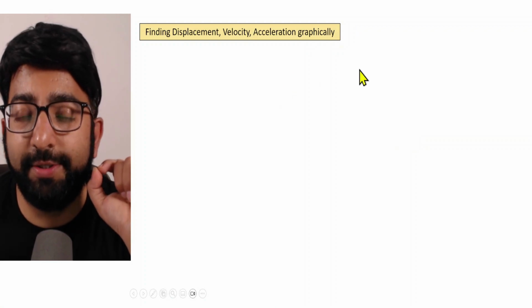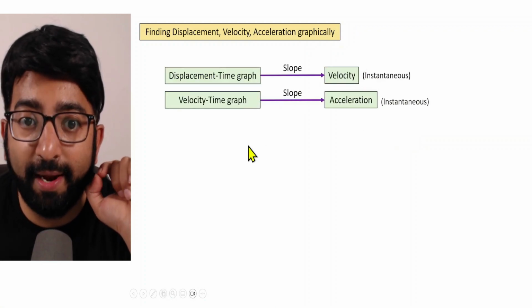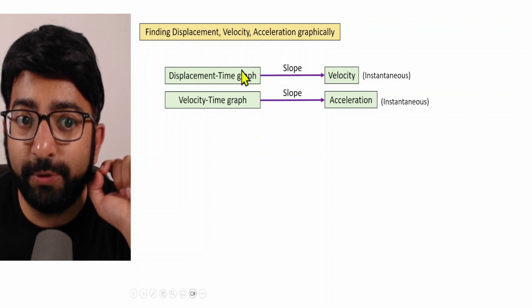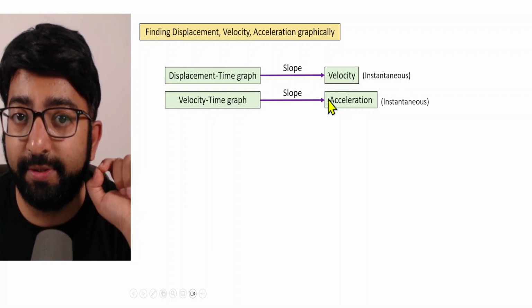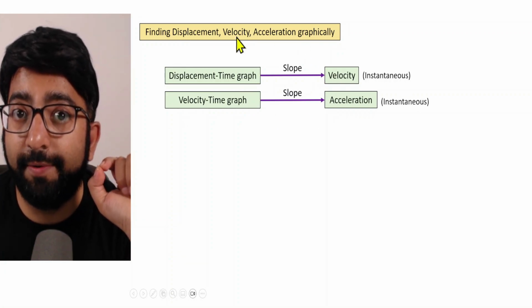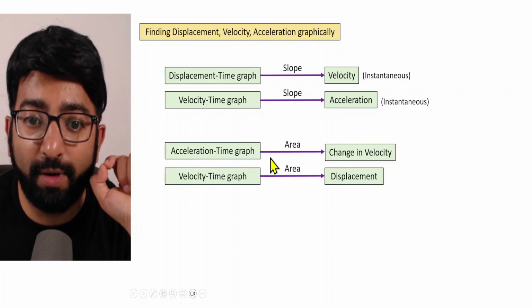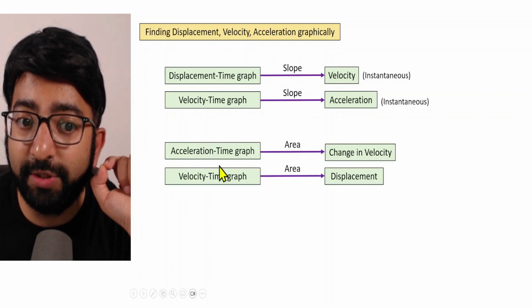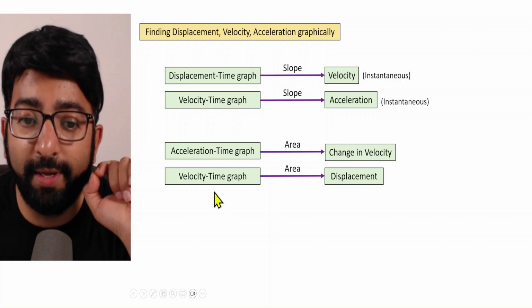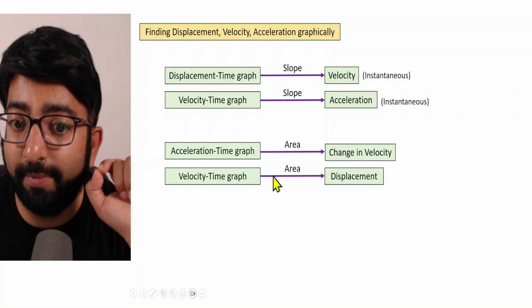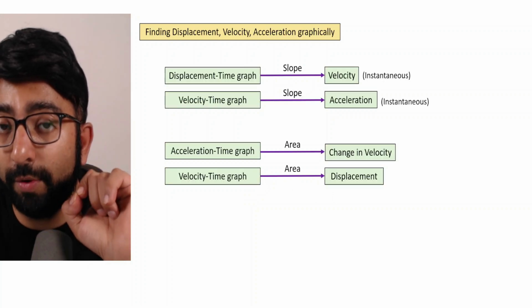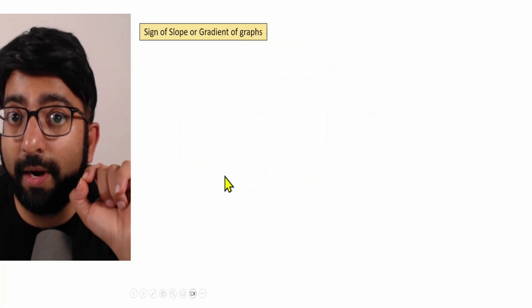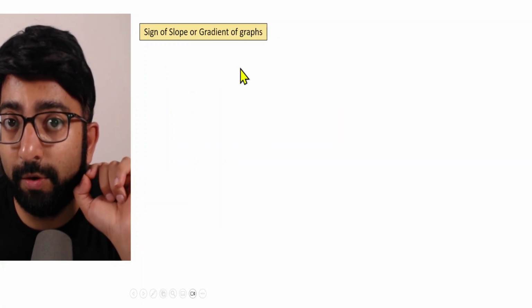Finding displacement, velocity, acceleration graphically, we had learned that the slope of the displacement-time graph gives us instantaneous velocity, and the slope of the velocity-time graph gives us instantaneous acceleration. On the other hand, if we want to go in the reverse direction, we use the area under the graph. So the area under an acceleration-time graph gives us change in velocity, while the area under a velocity-time graph gives us displacement. We will be solving questions based on this, but before that, let us understand how to figure out the sign of the slope or the gradient of the graphs.